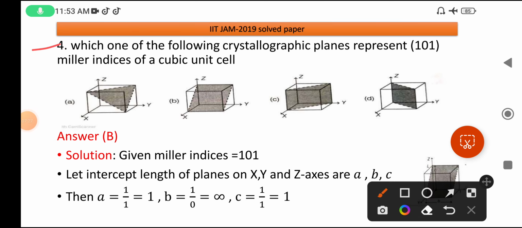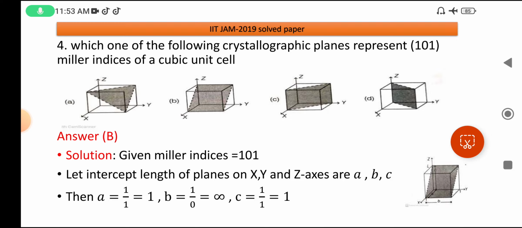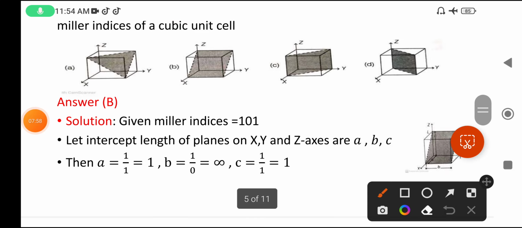Now, which of the following crystallographic planes represents the 101 Miller indices of a cubic unit cell? Here, if the Miller indices are given, then you have to calculate the intercepts. The answer is given as B. How? The Miller indices are 101.